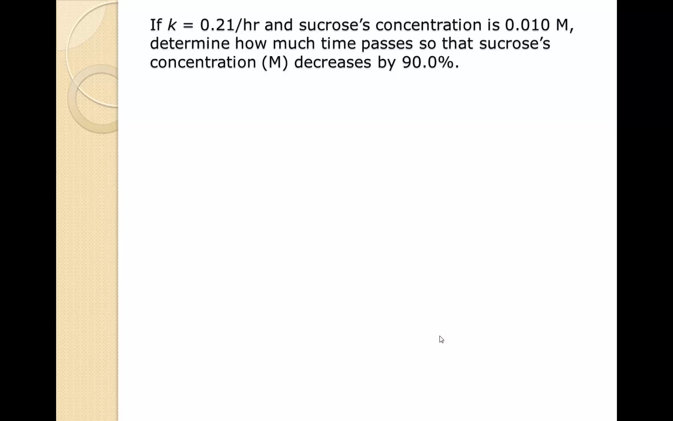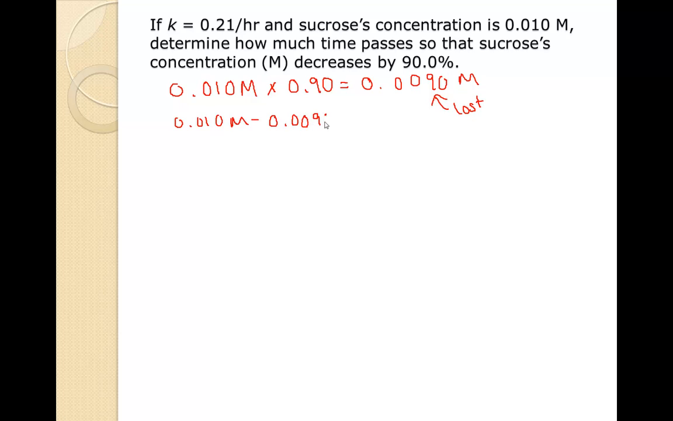Alright, so if we're talking about 90% decrease, it's originally 0.010 molar. If it decreases by 90%, I'm going to multiply that by 0.9. That's going to come out to be 0.0090 molar. That's how much was lost. So how much remains, we're going to subtract that out. 0.0010 molar is left.